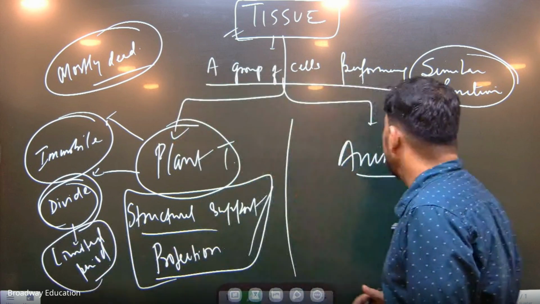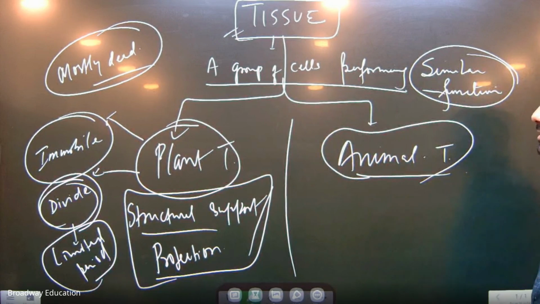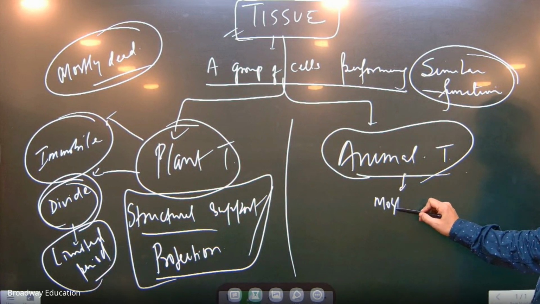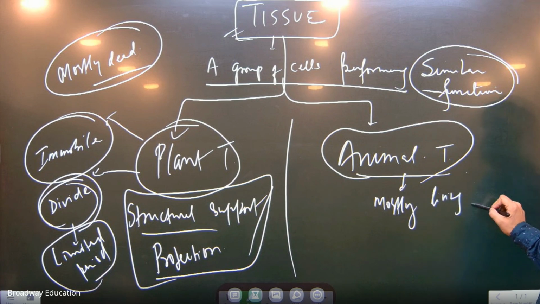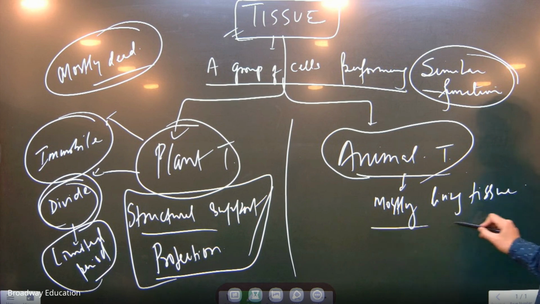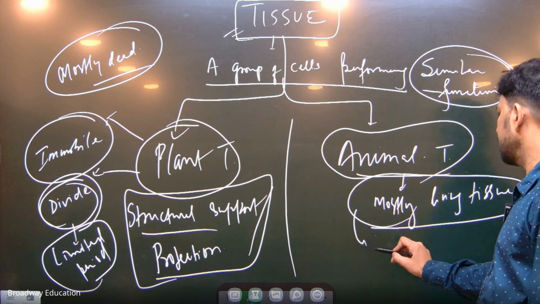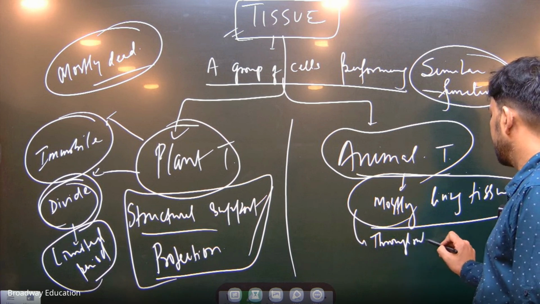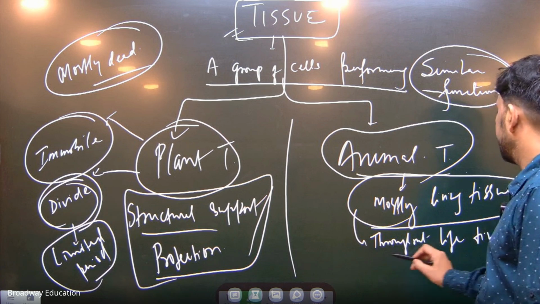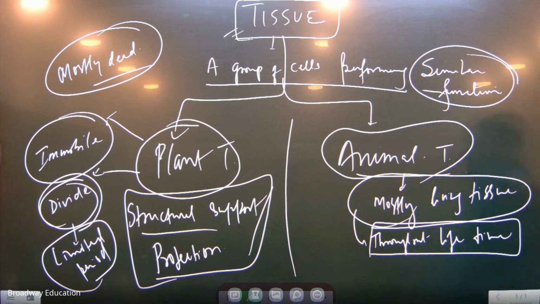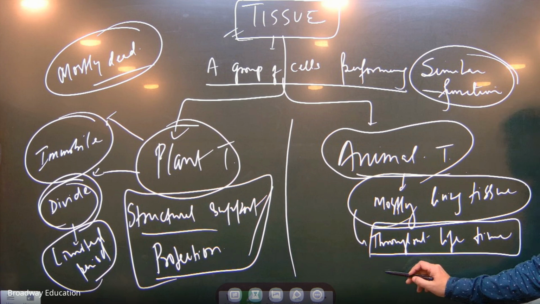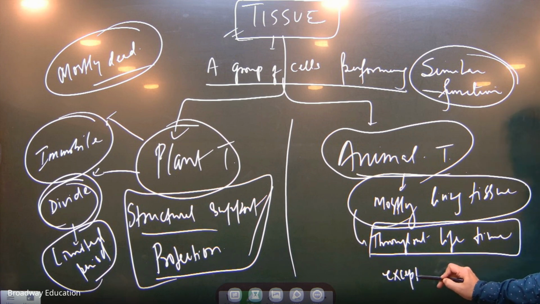Yes or no? Now, if I talk about the animal tissues, animal tissues are mostly living tissues, and they divide throughout their lifetime. Throughout the lifetime. Now in this we saw some exceptions, like nervous tissues and all. Clear? So in the exceptions we saw nervous tissues. Getting my point? Yes, no?